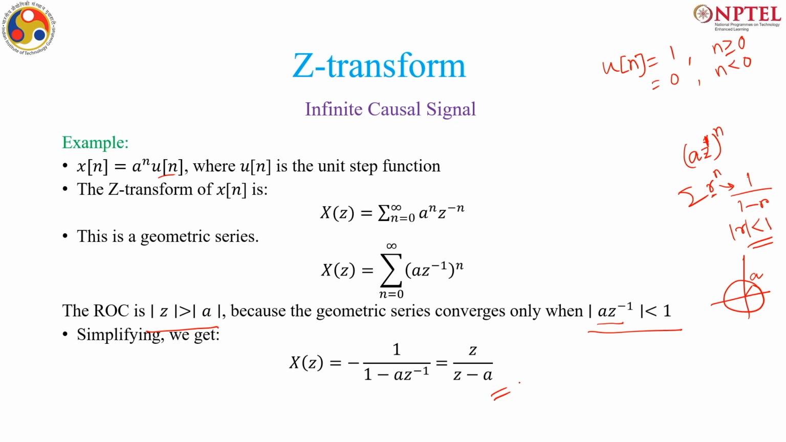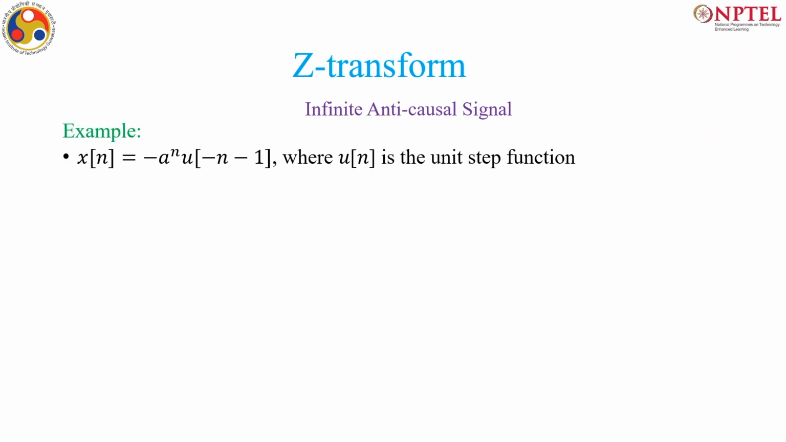and this is the z transform, z by z minus a. Now, I will put a box around this formula because we will reuse this in my next slide, and I will take another example which is an anti-causal signal and it is also infinite here.